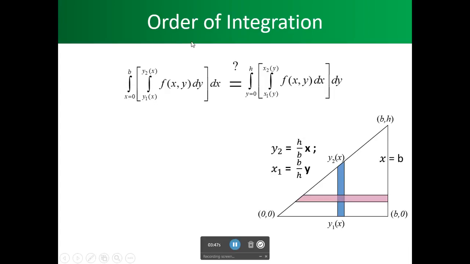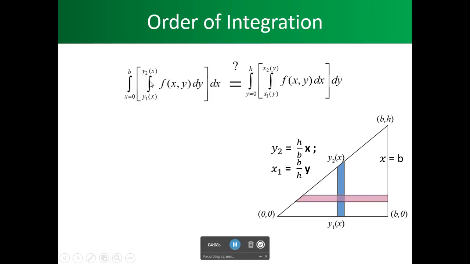Then we want to know, what is the order of integration? Does it matter which one we take first? In which order do we go? If we change the order, we have to change our limits. So the limits are very important, how do we pick these limits.